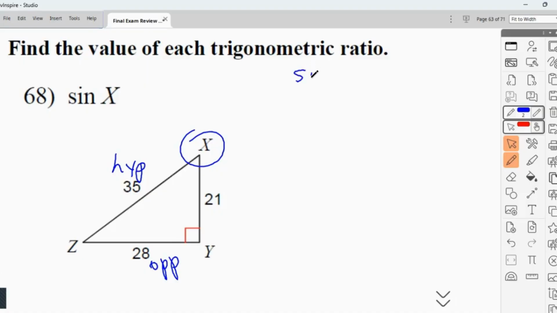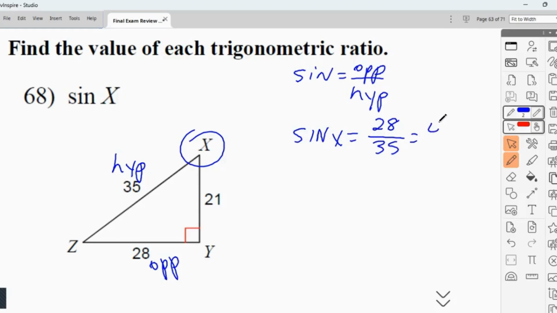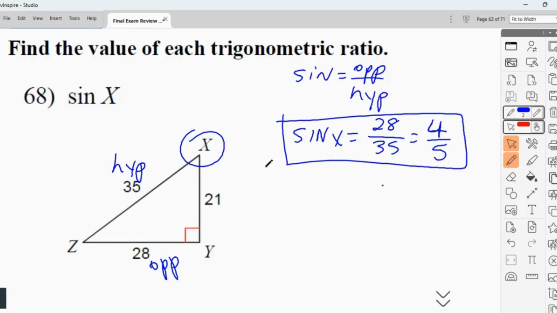So let's go ahead and put this together. Sine is equal to the opposite over the hypotenuse. And so this is what we got on this one. So this will be the sine of x. And that'll be equal to 28 over 35, which will reduce to 4 over 5. 4 over 5. All right. Done. Let's keep it moving on this one.